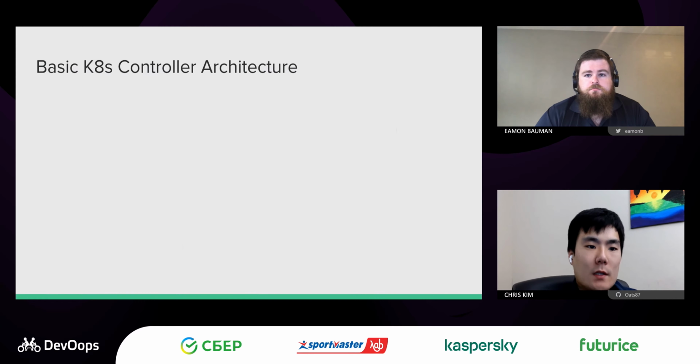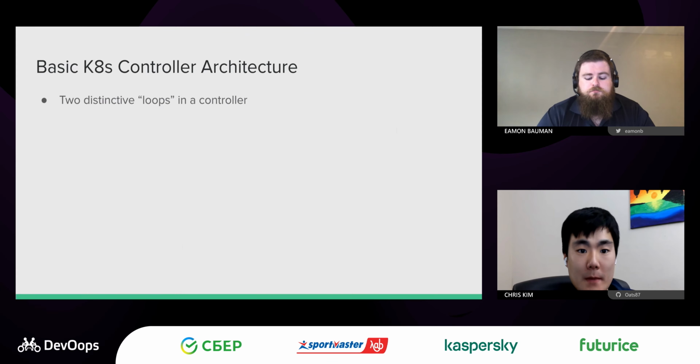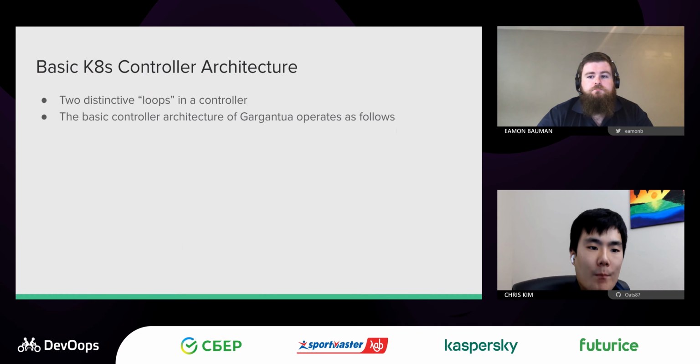So I kind of wanted to dive into the basic Kubernetes controller architecture because this is a fundamental part of HobbyFarm itself. If you're not already familiar with this, this is sort of how this works. A controller in Kubernetes, or a basic controller, has two distinctive loops. And I put loops in quotation marks because you can have multiple instances of the loops, and I talk about that in a little bit here. The basic controller architecture of Gargantua is very similar to the basic Kubernetes controller architecture.